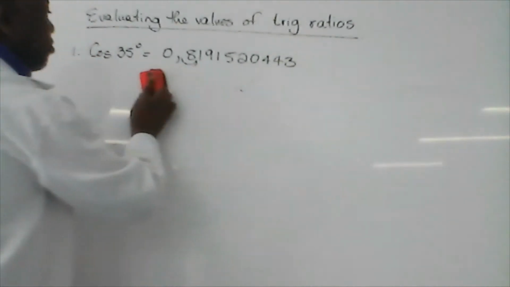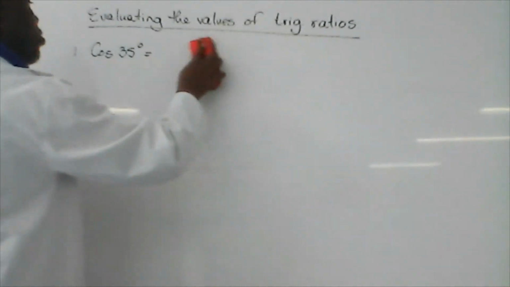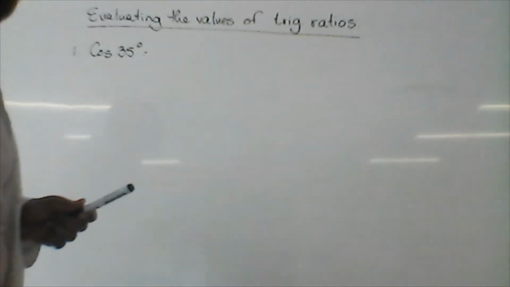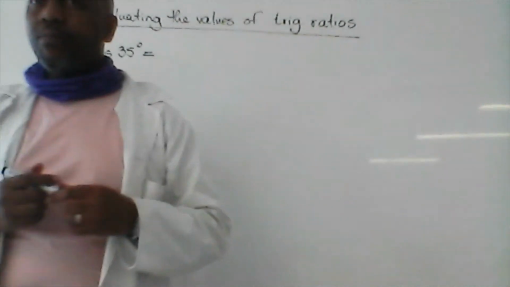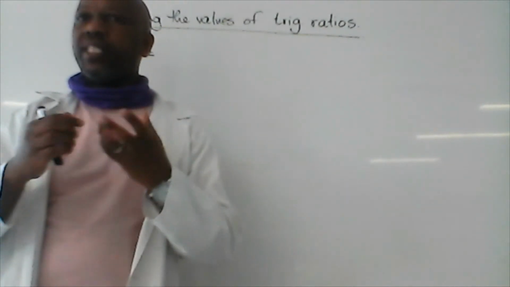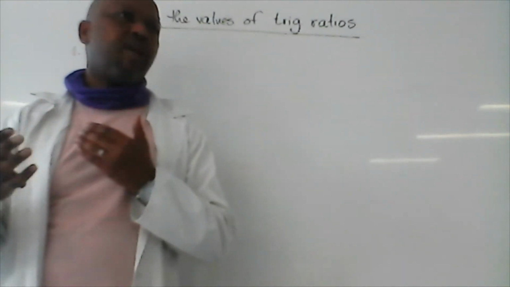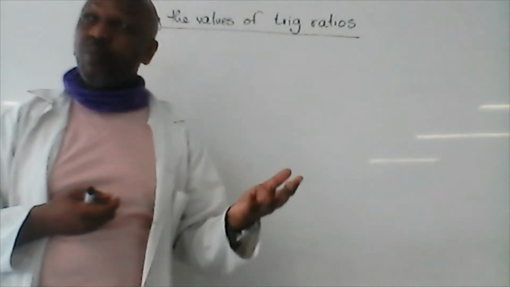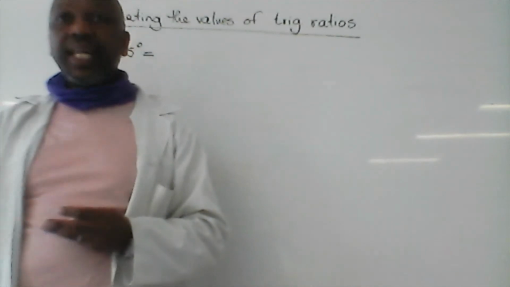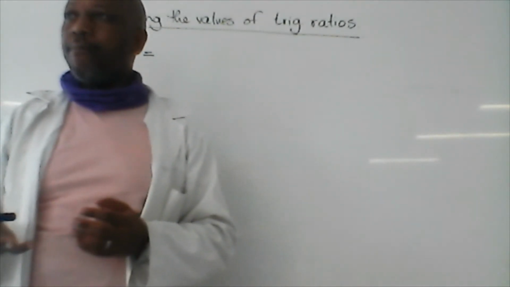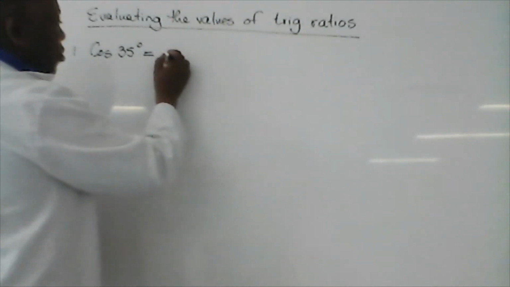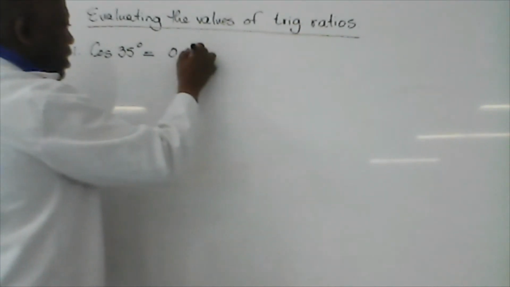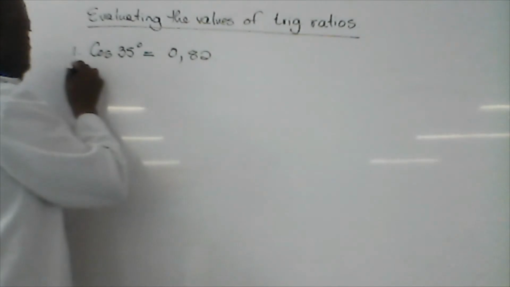So let's then round off our answers to 2 decimal places. Remember to read instructions in the exams. They will almost all the time tell you how many decimal places they want. Sometimes they might say decimal places, sometimes they might say significant figures. Okay? We'll get to that part when we do exam practice. So we agreed our answer is going to be 0.82 to 2 decimal places.